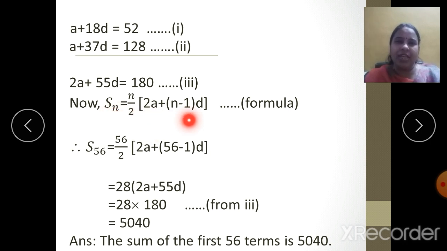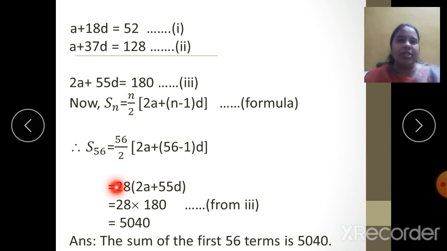So wherever we see n, we will substitute 56 in this formula, nothing else, right? So S56: n is here, so 56 upon 2, 2a as it is, plus n is again here, so 56 minus 1, d as it is. In this, I have only substituted n as 56. So what we will get in the next step?